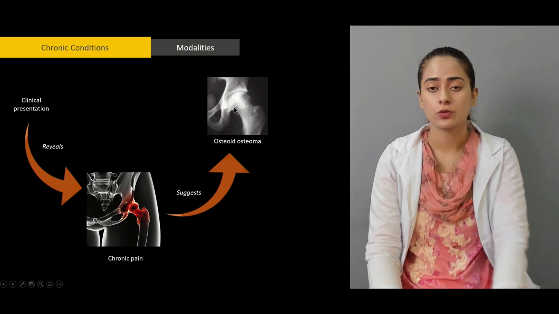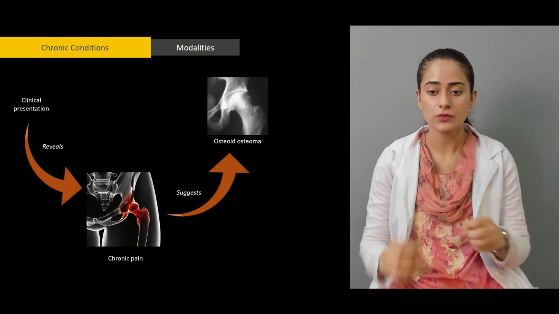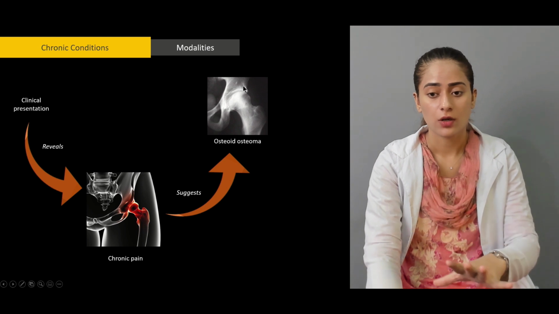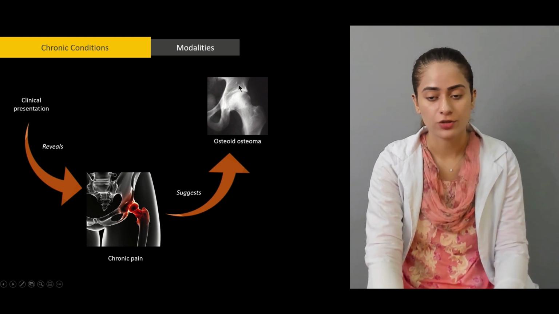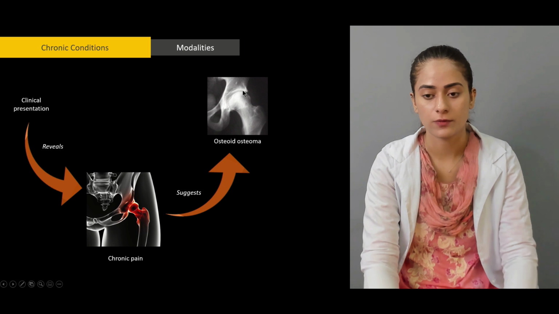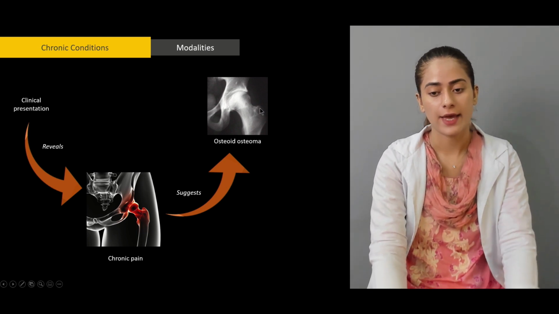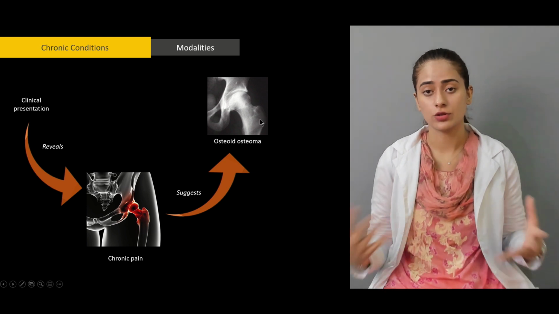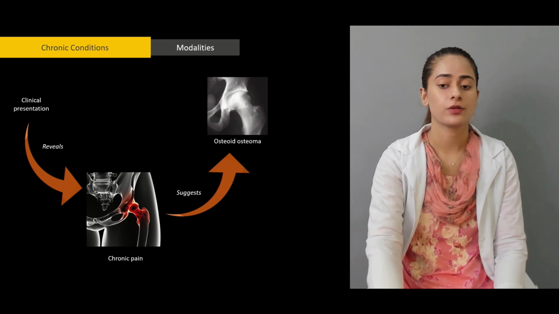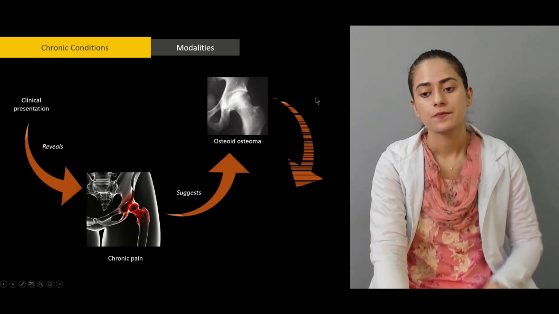What will happen is it'll be very opaque, right? It'll be very bright. For a layman, it'll be very bright or opaque. So it'll be sclerotic, and obviously you can do nuclear scans for it. So this is an osteoid osteoma here.